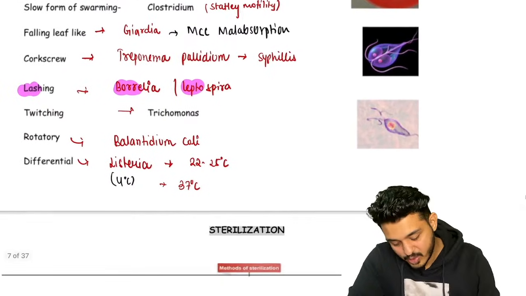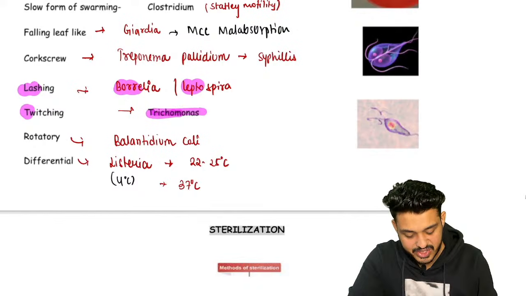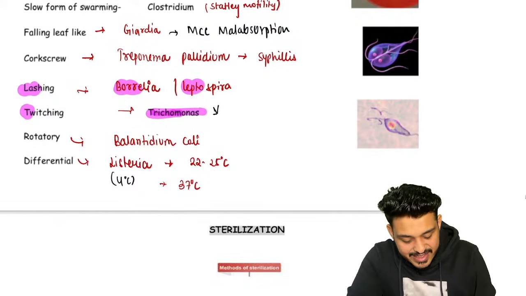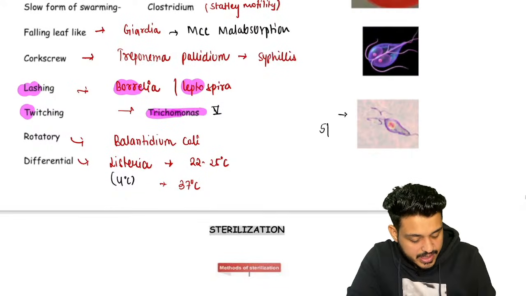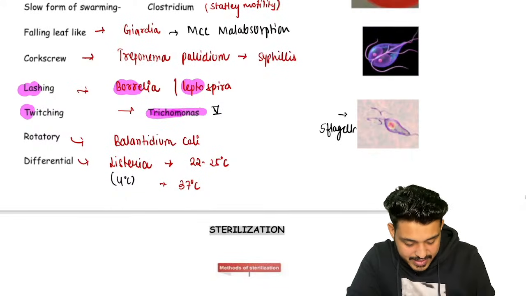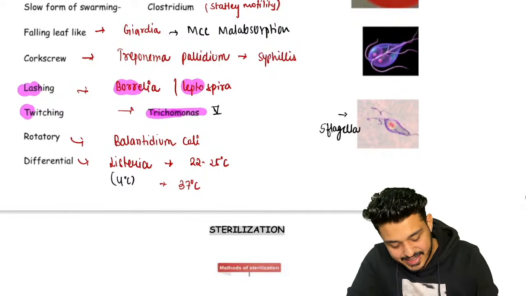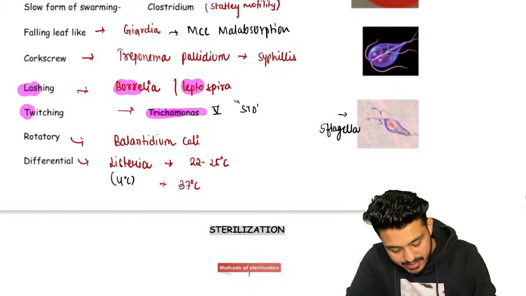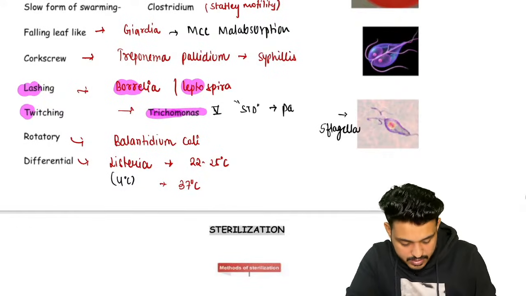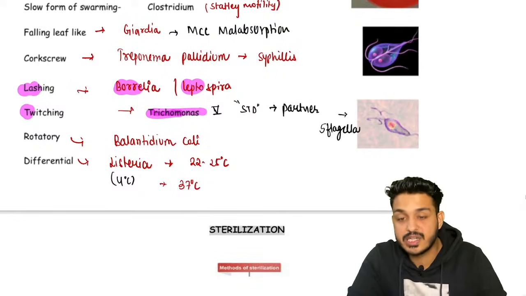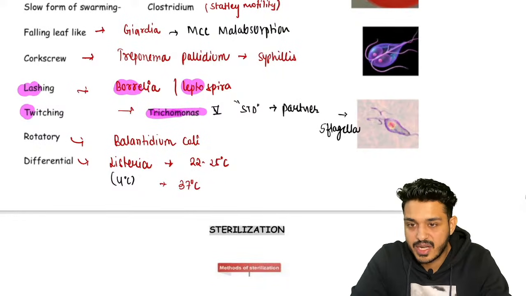T for twitching motility, T for Trichomonas vaginalis. You can remember, V is looking like 5. So how many flagella are going to be there? It is going to have 5 flagella, right? It is going to be an STD, and we need to treat the partner also. This is going to be Trichomonas.